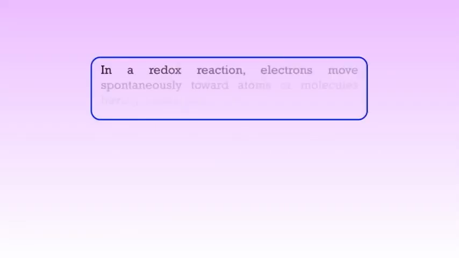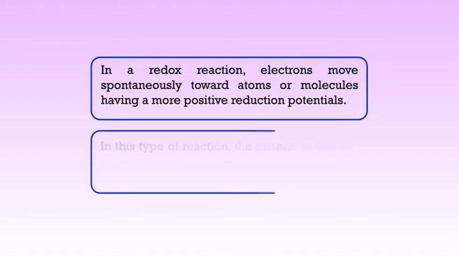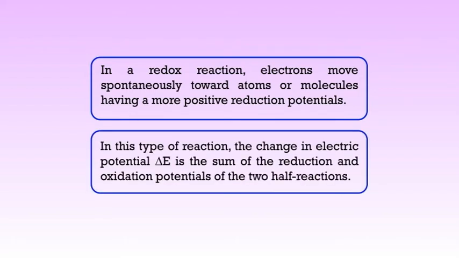In a redox reaction, electrons move spontaneously towards atoms or molecules having a more positive reduction potential. In this type of reaction, the change in the electron potential, delta E, is the sum of the reduction and the oxidation potentials of the two half reactions.